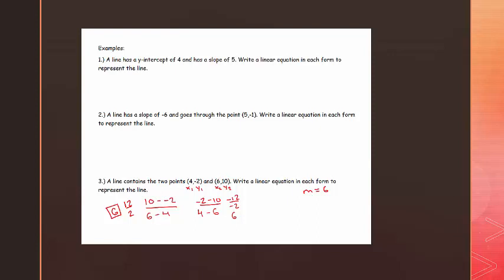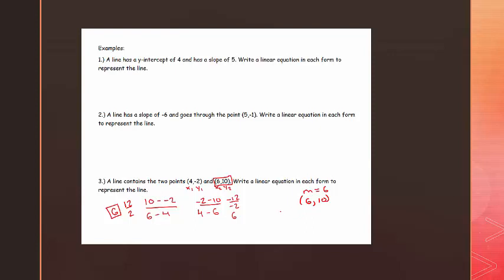And you actually have 2 points that you can choose from. So you can pick the 4, negative 2, or you can pick the 6, 10. What you can't do is pick 4 and 10. They have to actually be a point on the line. So I like positive numbers. I'm going to go with the positive values. So I know I have a slope of 6, and the point 6, 10 is on my line, and that is enough to set up point slope form.